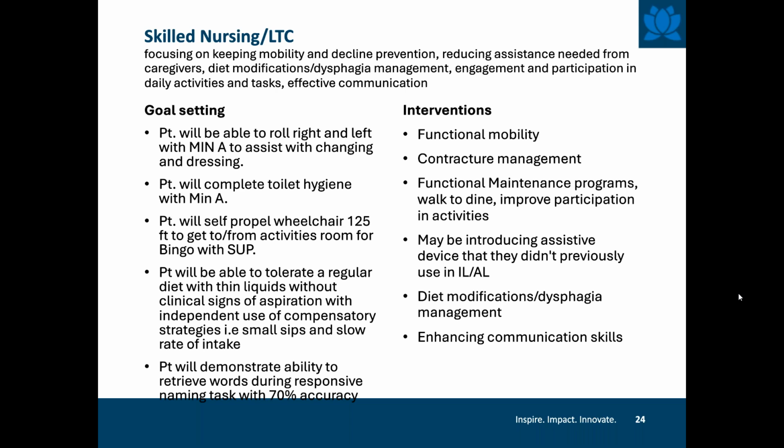You also might want to look at patients who might be appropriate for a functional maintenance program or walk to dine, and promote participation in activities. You may also be introducing an assisted device that they didn't previously use in the setting as well, such as a walker or a wheelchair. So if they're transitioning from assisted living and have had a decline in function, a wheelchair might be a consideration in order to reduce the patient's fall risk.